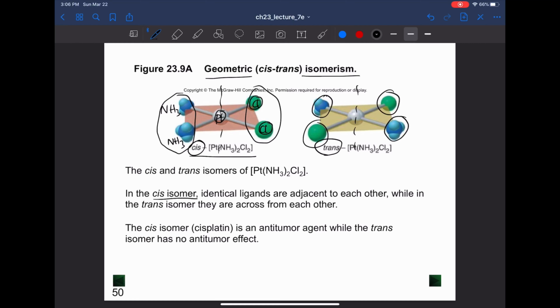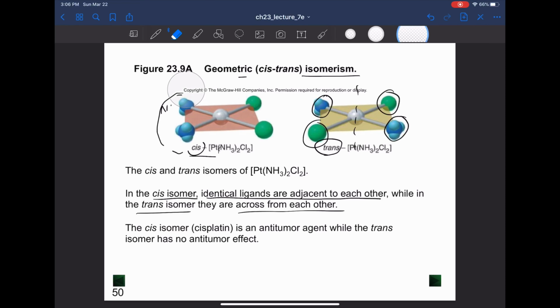So in a cis isomer, identical ligands are adjacent to each other. In a trans isomer, they are across from each other. The best example of this would be this compound itself. Why do we need these isomers in general?